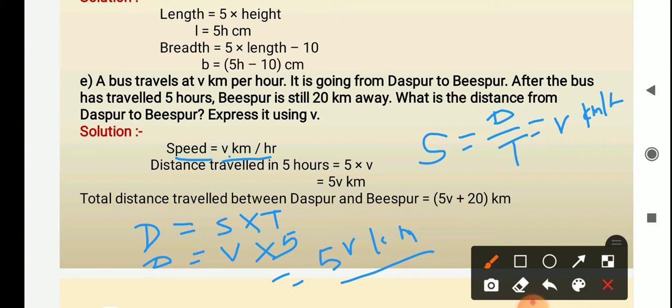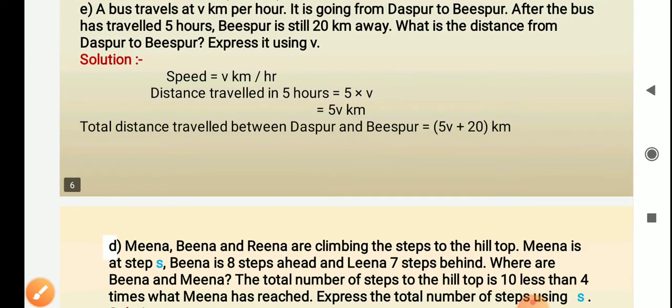Means still 12 km distance remains to reach Bispur. So we have to add that 20. Okay. So the total distance between Daspur and Bispur is 5v plus 20 km. So we write here: distance from Daspur to Bispur is 5v plus 20 kilometers.